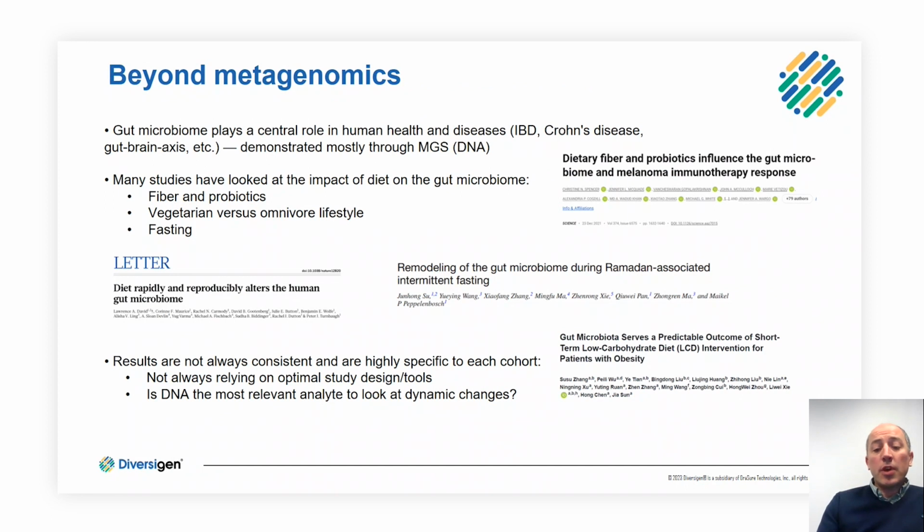One of the most studied sites for the human microbiome is the gut microbiome, because it's known to play a central role in health and disease. So there's ties between the microbiome community and IBD, Crohn's disease. The gut-brain axis is also very important. But again, I think it's mostly been demonstrated through DNA-based approaches.